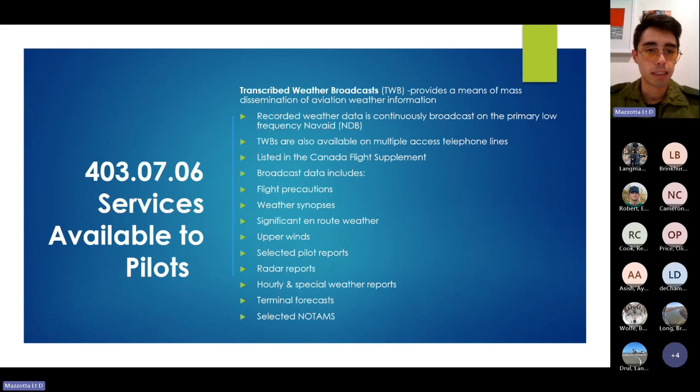Okay, so there's a bit in this one here. Transcribed weather broadcasts, or TWBs, are a means of mass dissemination of aviation weather information, broadcast on NDBs primarily, and they're also accessible by phone. And the number there is going to be listed in the CFS, and this is all the information that they can broadcast to you. So flight precautions, some SIGMET, significant weather on route, the upper winds, NOTAMs, things like that.